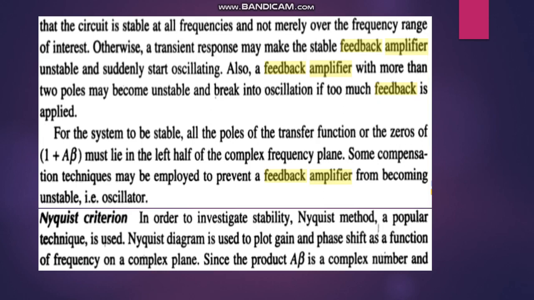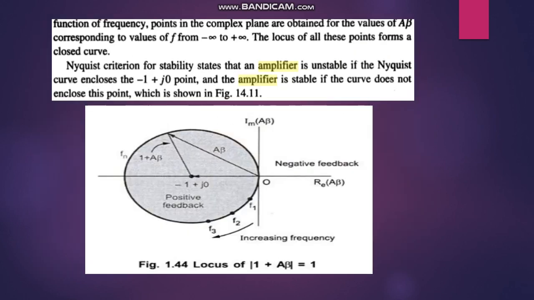For that we are going to use a popular technique called the Nyquist criterion or Nyquist method. Here the product of A into beta is a complex number, and we use this diagram. The product of A into beta is a complex number and also a function of frequency. Now this A into beta corresponds to the values of f from minus infinity to plus infinity. So this locus, the locus of modulus of 1 plus A into beta equal to 1, is going to form a closed curve.